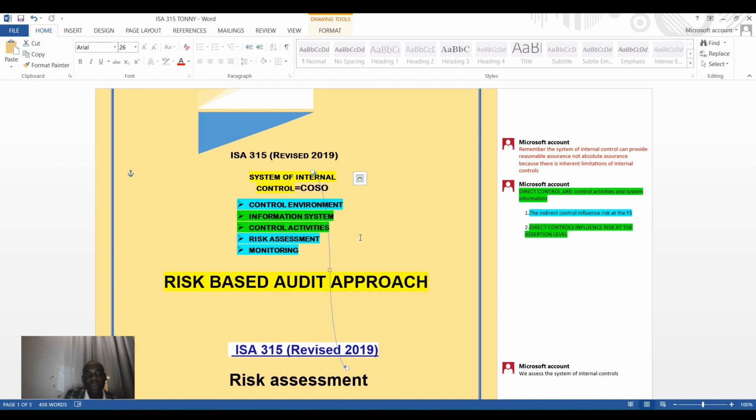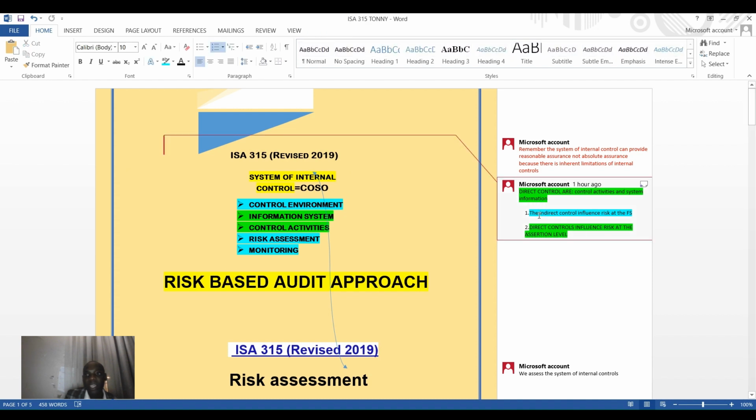And then direct controls are information system and control activities. And then direct controls influence the risk at the assertion level. And then indirect controls influence the risk at the financial statement as a whole.